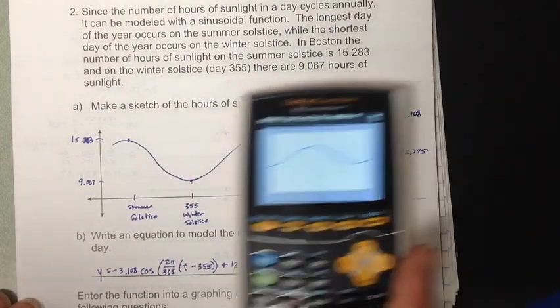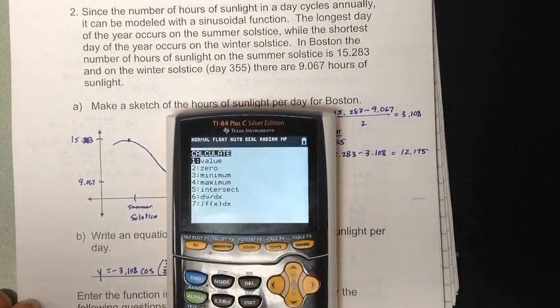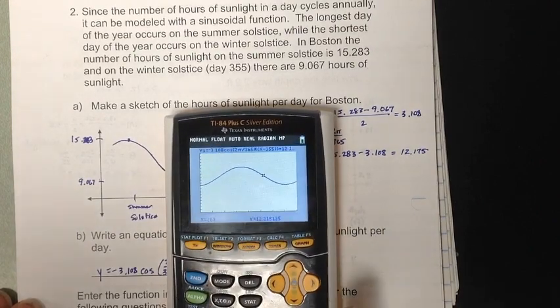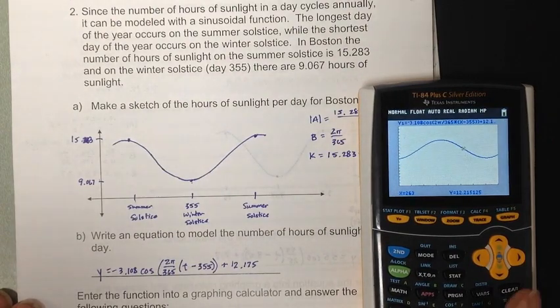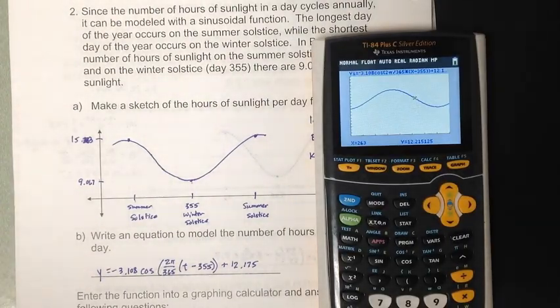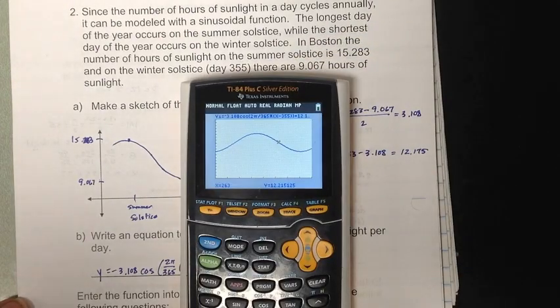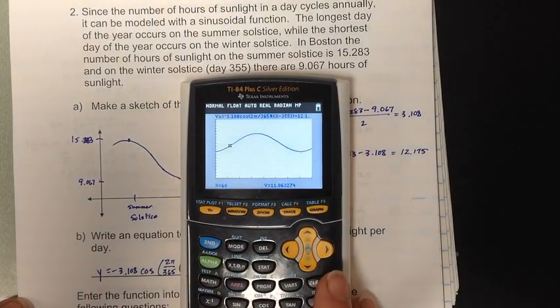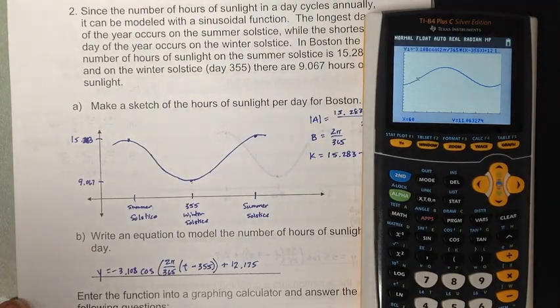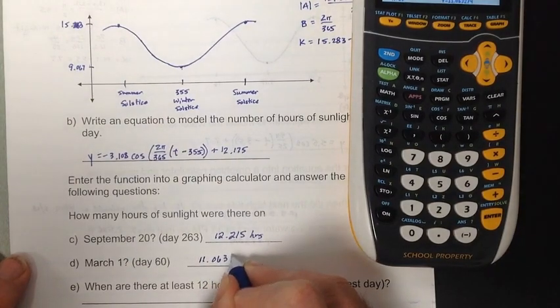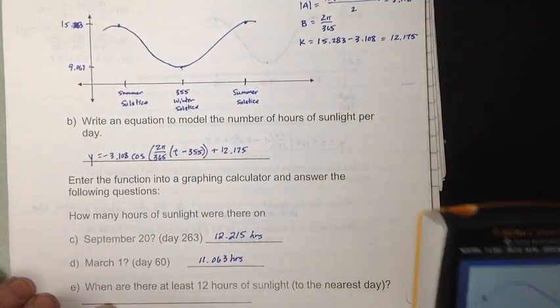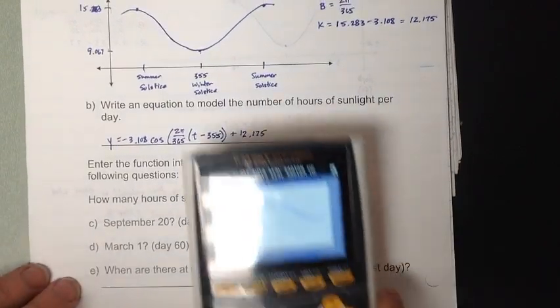How many hours of sunlight were there on day 263? So second trace, number 1, I'm going to put in 263, and I get 12.215 hours on September 20th. March 1st, how about let's put in 60. I get 11.063. Y'all see this here? 11.063 hours. And when are there at least 12 hours of sunlight to the nearest day?